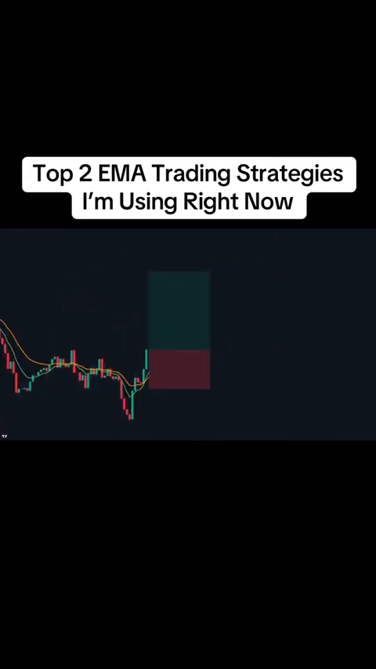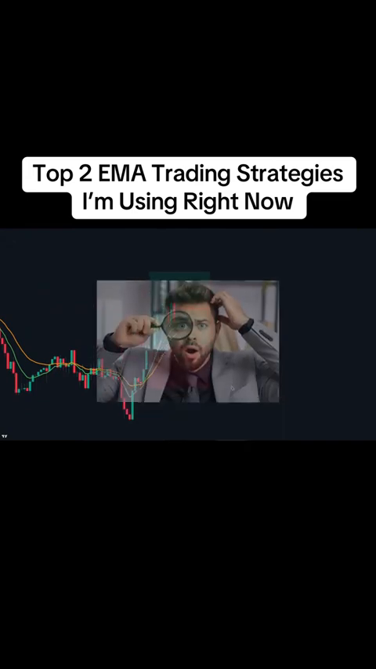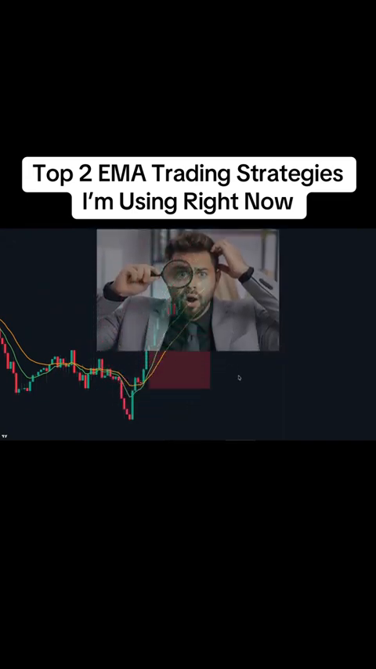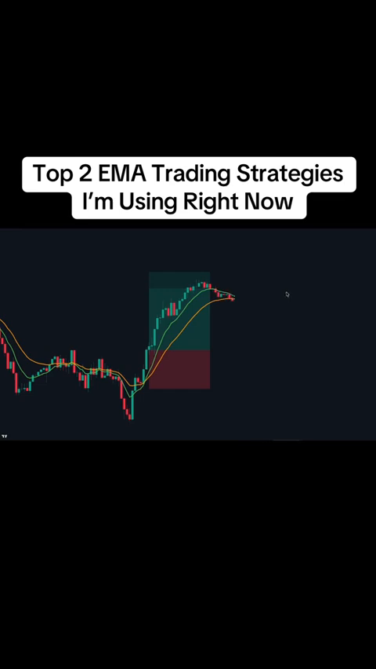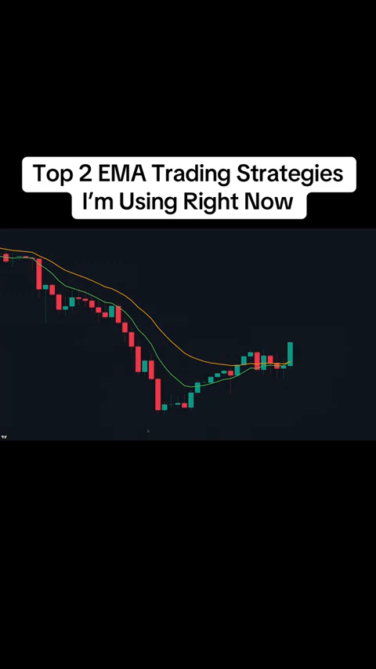This isn't about catching tops and bottoms. It's about capturing continuation moves, those smooth, high-probability trades that happen when the market is already trending. Your chart setup is simple. EMA 9 in green, EMA 20 in orange. Both calculated from the close. That's it. Clean, simple, effective.